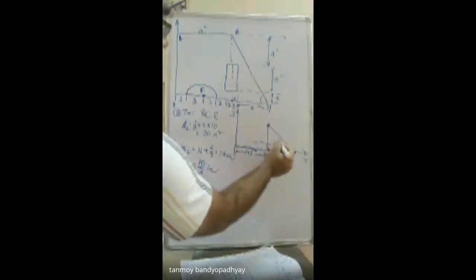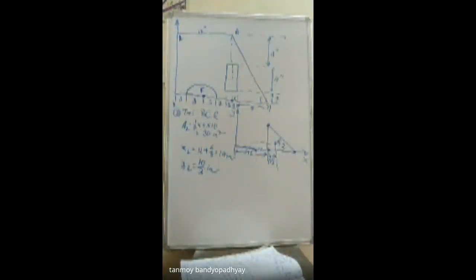Yes, sir. So call it G2, G2 meaning centroid of the triangle. Done. So now we move to the third part.